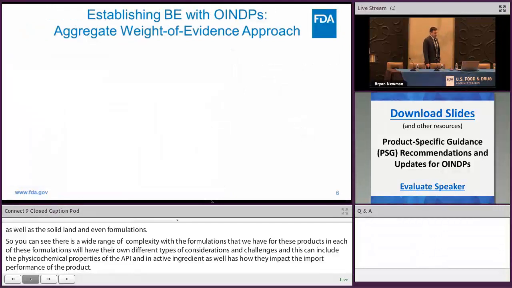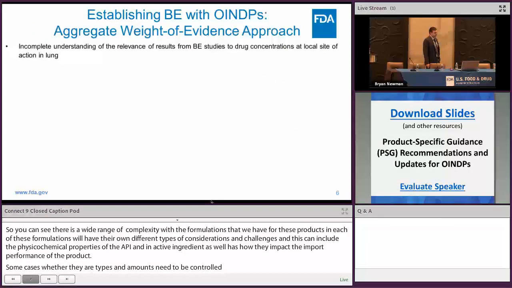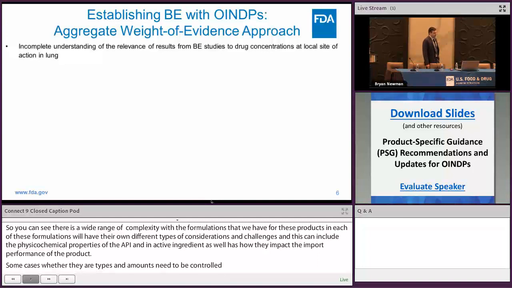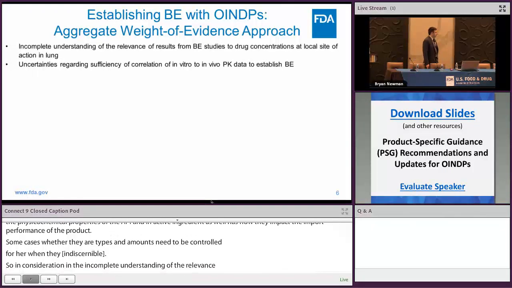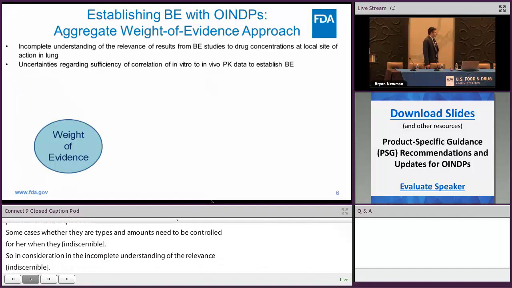So in consideration of these challenges and the incomplete understanding of the relevance of results from bioequivalence studies to the drug concentrations at the local site of action, as well as uncertainties regarding the sufficiency of correlation of in vitro tests to in vivo PK data for establishing bioequivalence, we recommend the weight of evidence approach for establishing bioequivalence for locally acting orally inhaled nasal drug products.